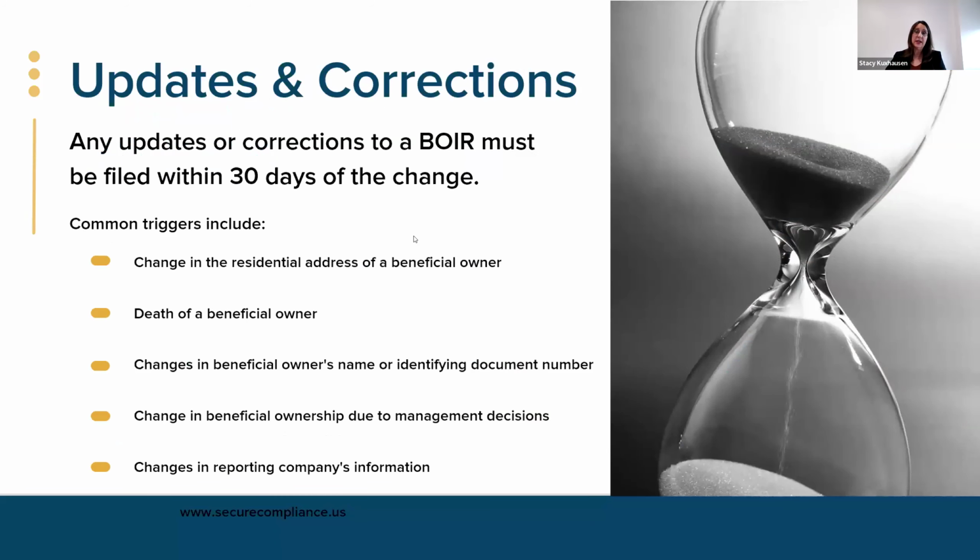Now, updates and corrections, like we were talking about, can be triggered by multiple things. It can be a change of address of a beneficial owner, a death of a beneficial owner. Maybe you added someone as an owner to your company. If you as the company moved addresses or got a DBA, all of those things are going to trigger an updated report, as well as if you get a new passport. So if my passport expires and that's what I've used as my ID, then I'm going to have to give an updated report giving my new passport ID and the new picture on that form as well.